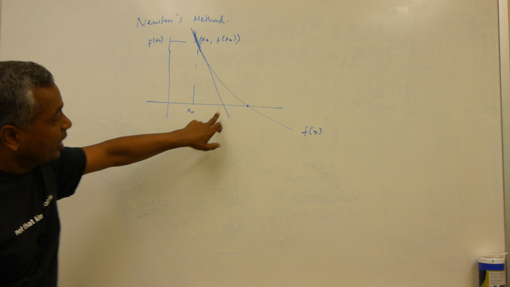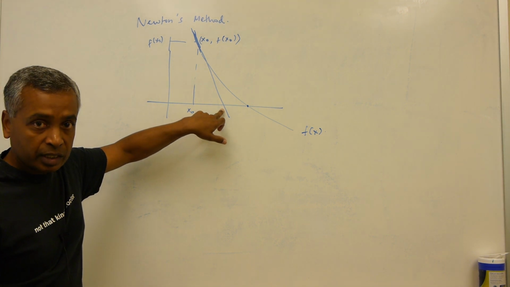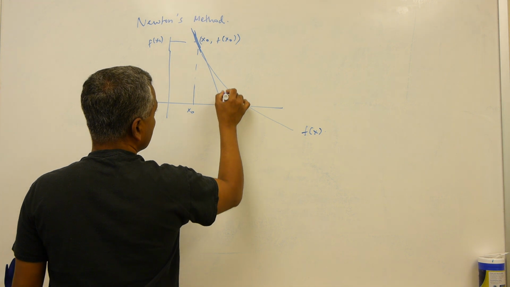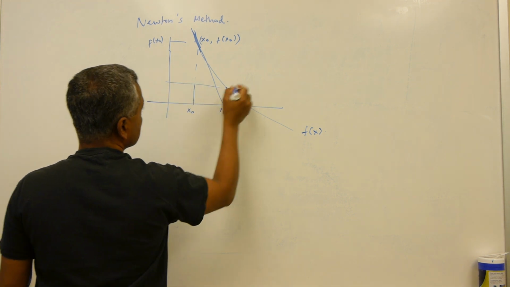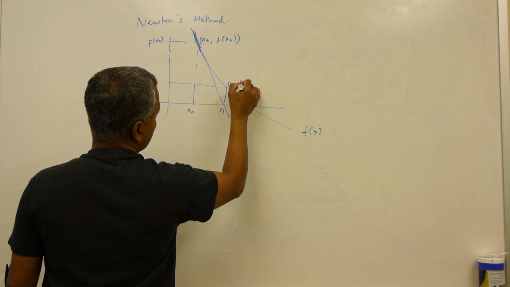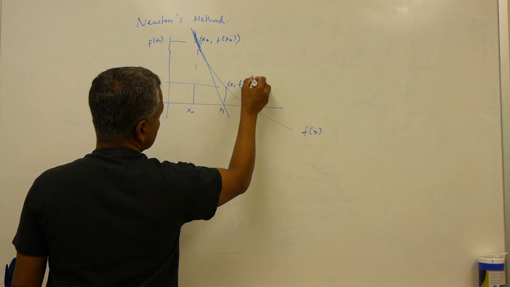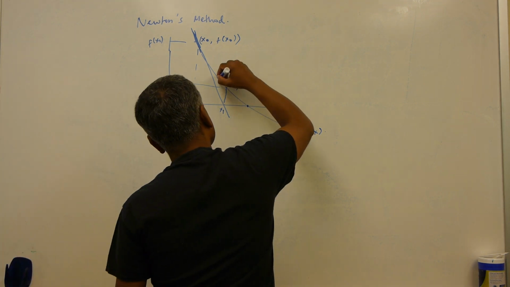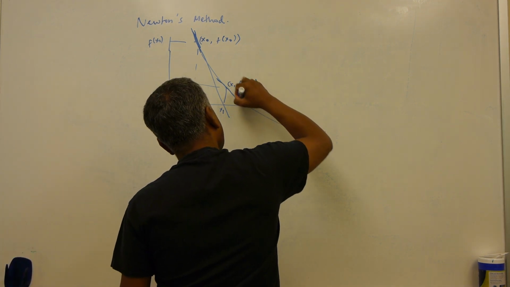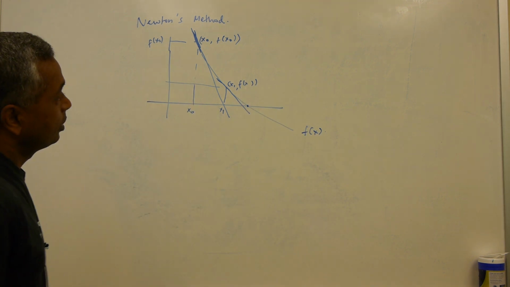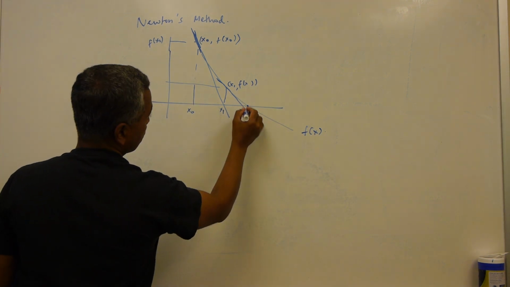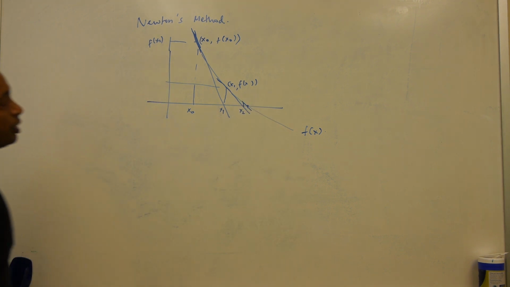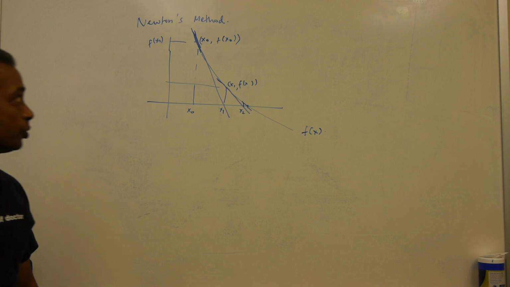So you take that tangent and you run it to the x-axis, and then this becomes your next iterate. This becomes x1. So you go up again. So this point is x1, f of x1. Now draw the next tangent from here. This becomes your next guess, x2. Draw the next tangent, and at this point you'll notice that you're pretty much very close to the solution.